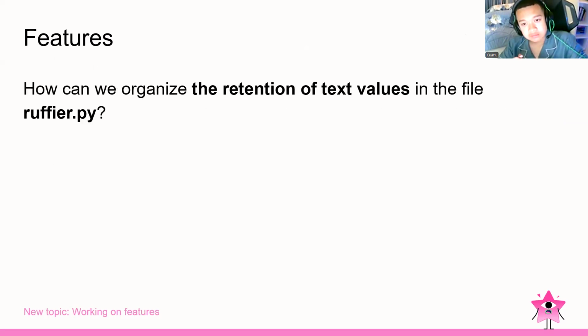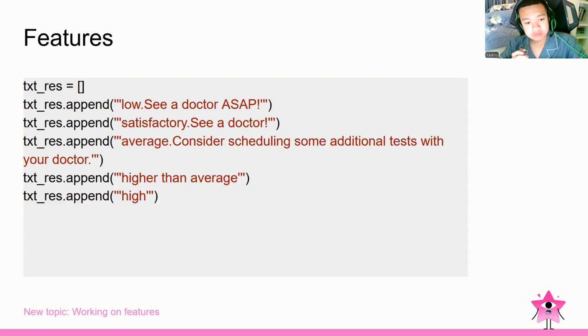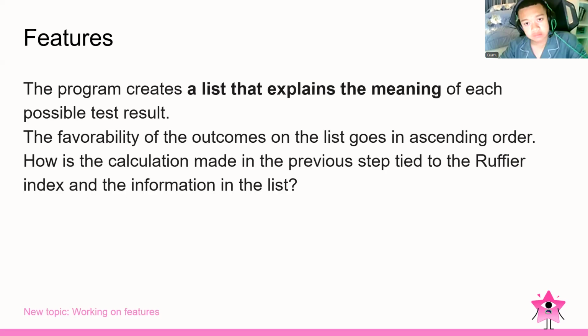Now the question is, how can we organize the retention of text values in the text Rapier file? I think we already have this one in the features, I mean in the instructions for this one. So the program creates a list that explains the meaning of each possible test result. And then the probability of the outcome on the list goes in ascending order. And how are the calculations made? In the previous step, type up the Rapier index and also the information list.